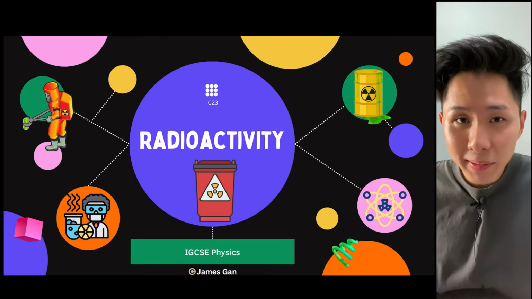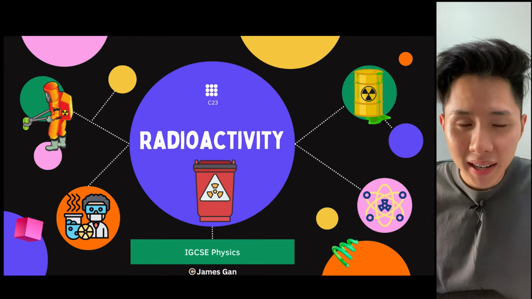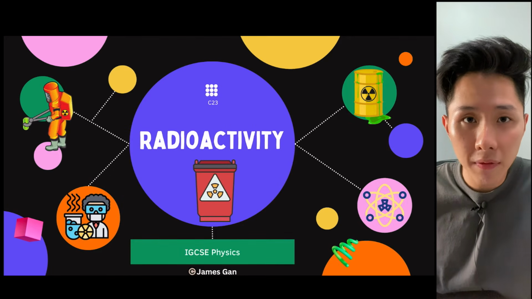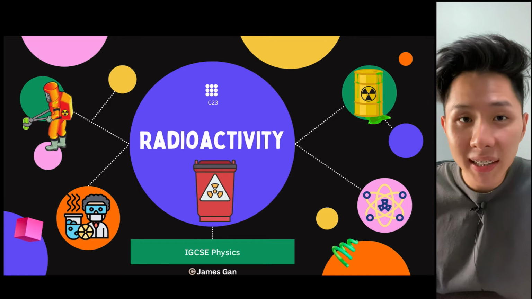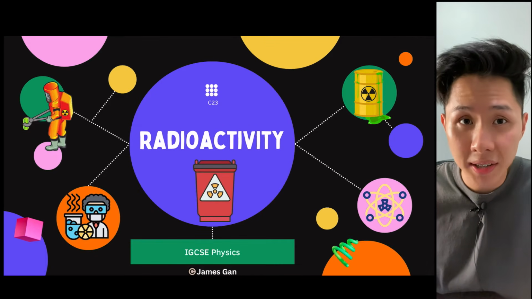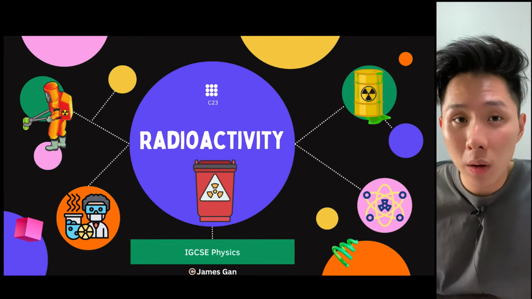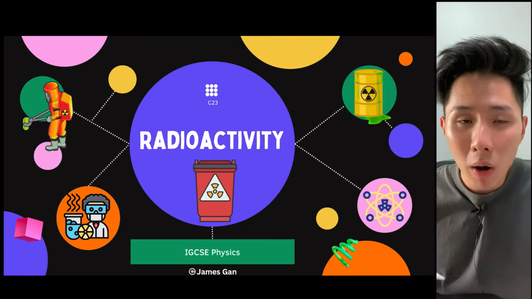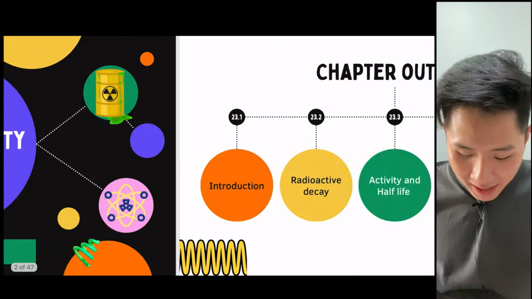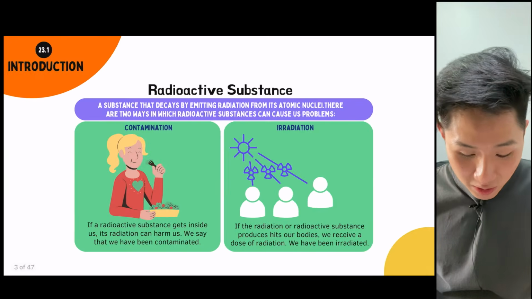Hello everyone, in this video we're going to look into radioactivity. In the last video we talked about the structure of an atom, and specifically we investigated the solar system model of an atom. We know that there is a nucleus in the center of every atom, and today we're going to look into what happens when this nucleus undergoes a decay process and what are the particles that it releases following the decay. So we'll start off with the introduction.